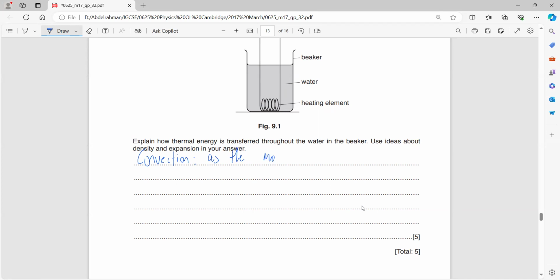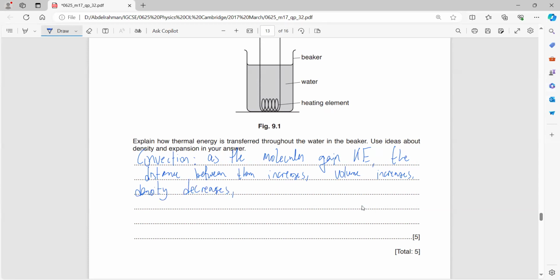As the molecules gain kinetic energy, what happens? The distances between them increase. When the distance between them increases, what happens? The volume increases. When the volume increases, what happens to density? Density decreases.